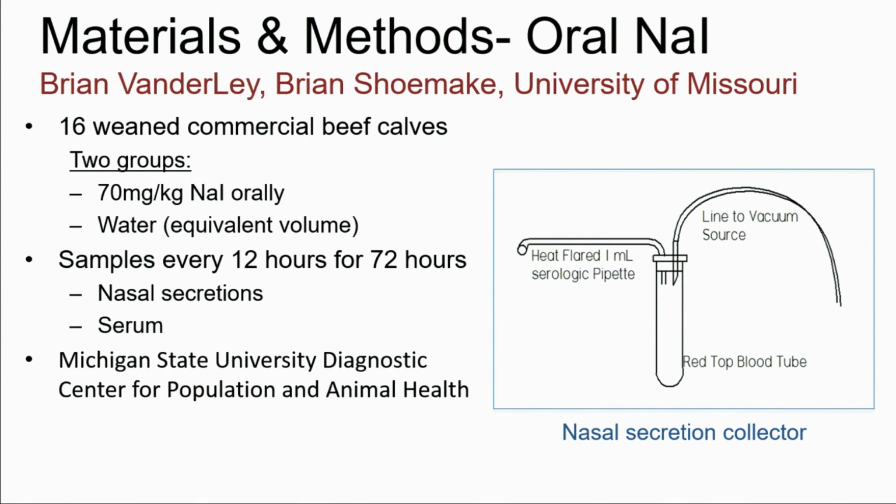And they collected samples of nasal secretions using this very ingenious little basically nose vacuum, using a serologic pipette and a vacutainer tube and then a vacuum source to vacuum out nasal secretions. They collected nasal secretions and serum every 12 hours for 72 hours.